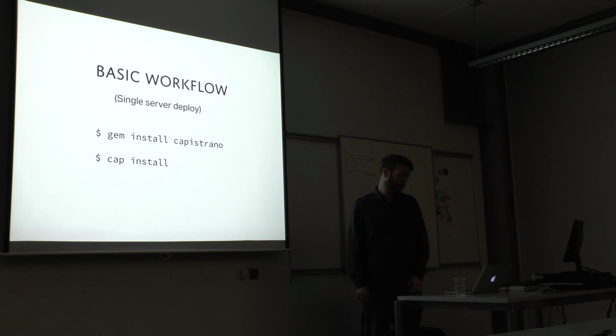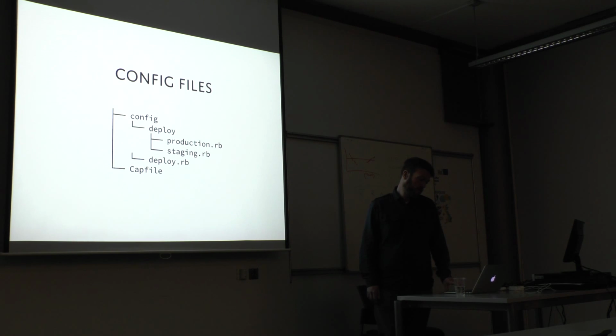So to get started, install the Ruby gem first. It is just gem install capistrano. And then to initialize it in your project, you just navigate to the folder that your project is in and hit cap install. That sets up a few files in your project, which look a bit like this.